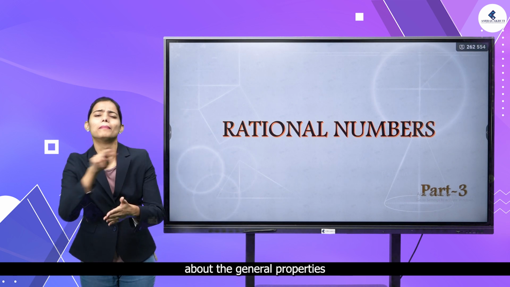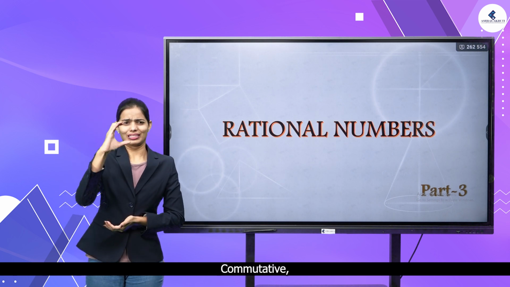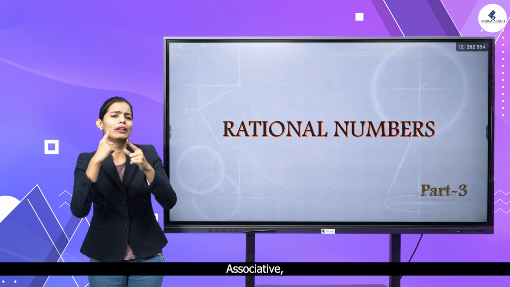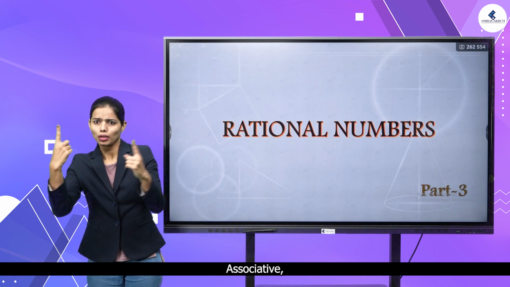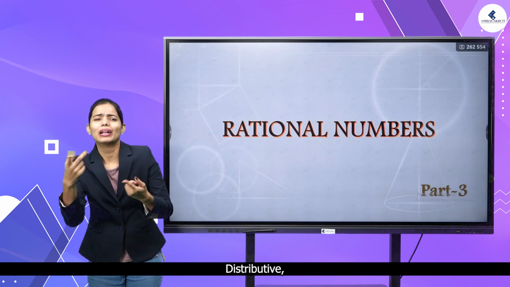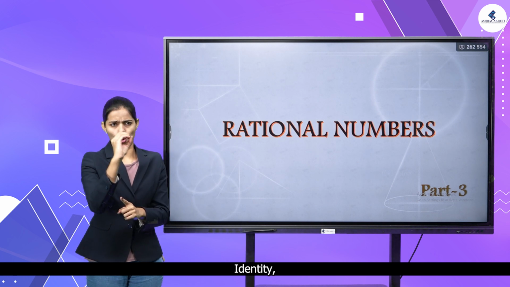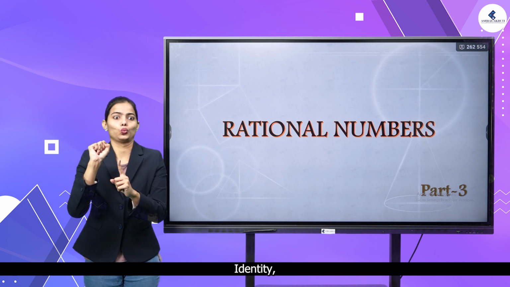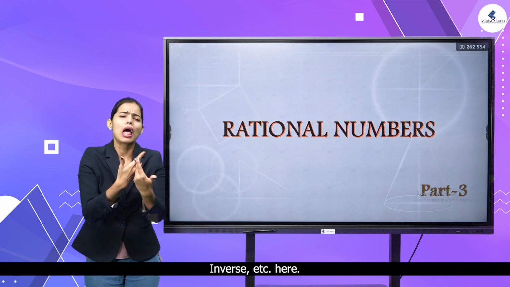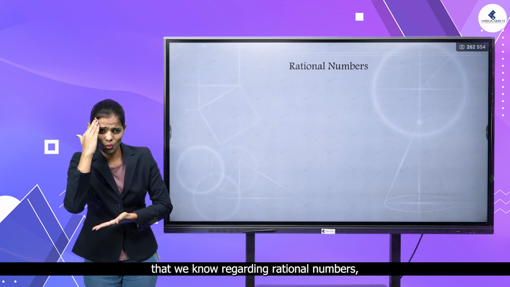You can learn about the general properties of rational numbers like closure, commutative, associative, distributive, identity, inverse, etc. Here, not just the regular properties, we have listed all the properties that we know regarding rational numbers.